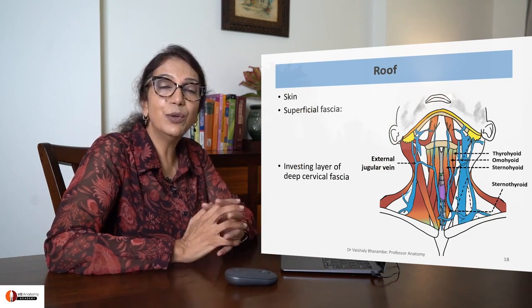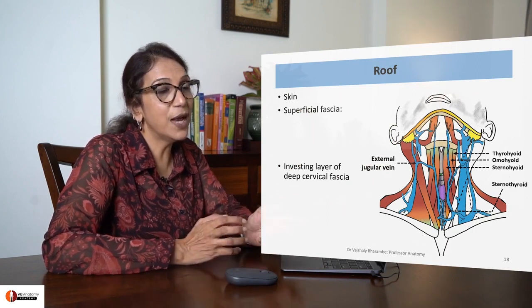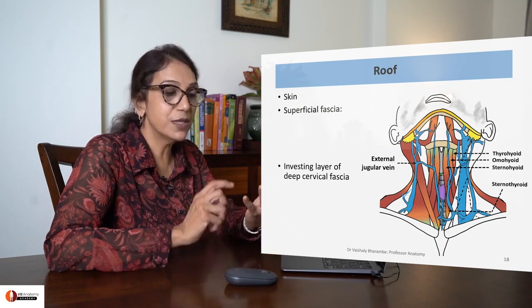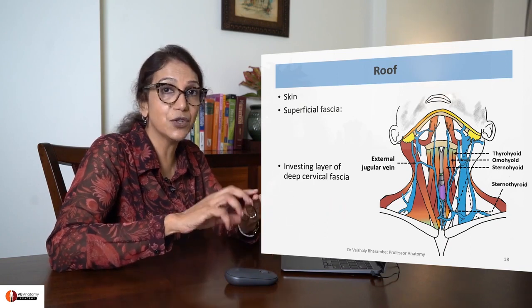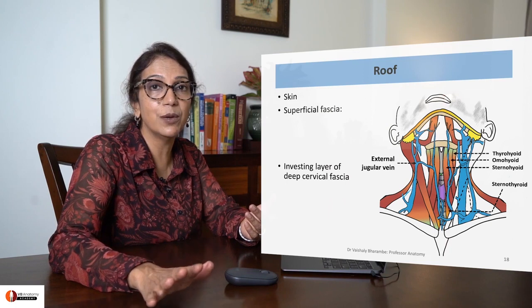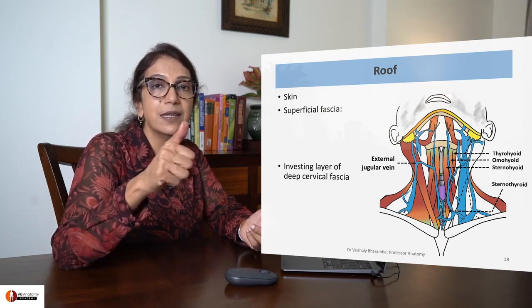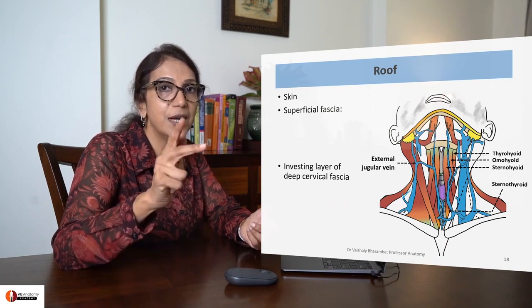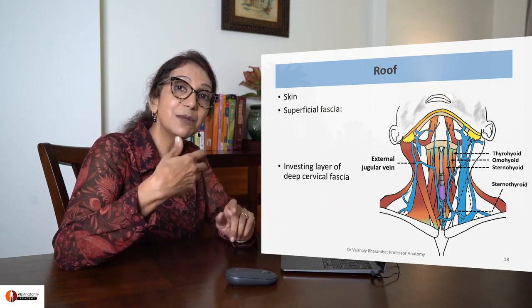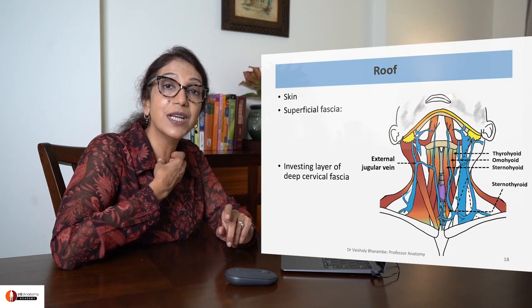So as usual, we are going to talk about the roof. If it's a triangle, then it has to have a roof. So skin, superficial fascia, deep fascia. I hope you have your concepts very clear now. If there's any triangle, these are the 3 roof layers you're going to get in the neck: skin, superficial fascia, deep fascia. But what is special in the superficial fascia here?